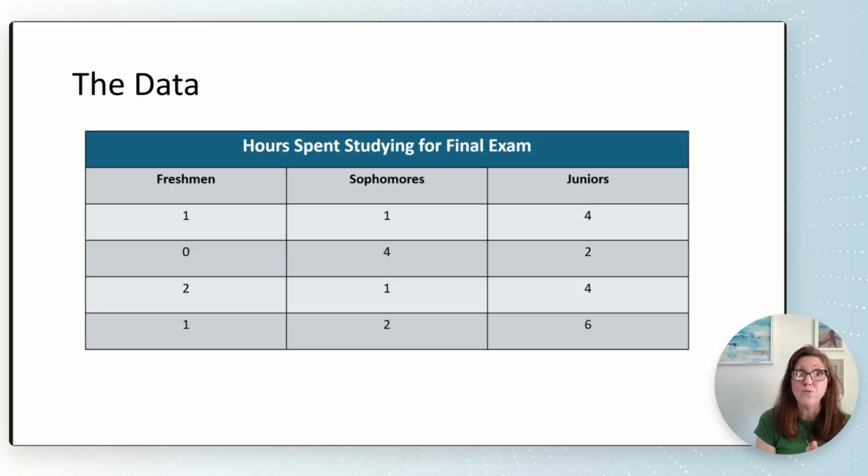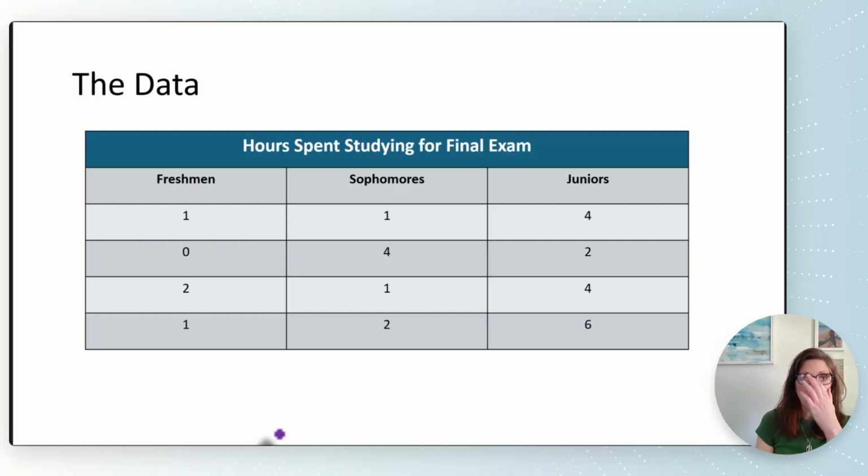So we want to compute the mean and standard deviation for 3 groups so that we can make a comparison. So we're looking at freshmen, sophomores, and juniors, and we're looking at their hours spent studying for a final exam. There are 4 students in each of these groups, and they reported to the nearest hour their hours spent studying for the final exam. So we can see each of the groups have reported their values, and we want to compute the mean and standard deviation for each of these groups.